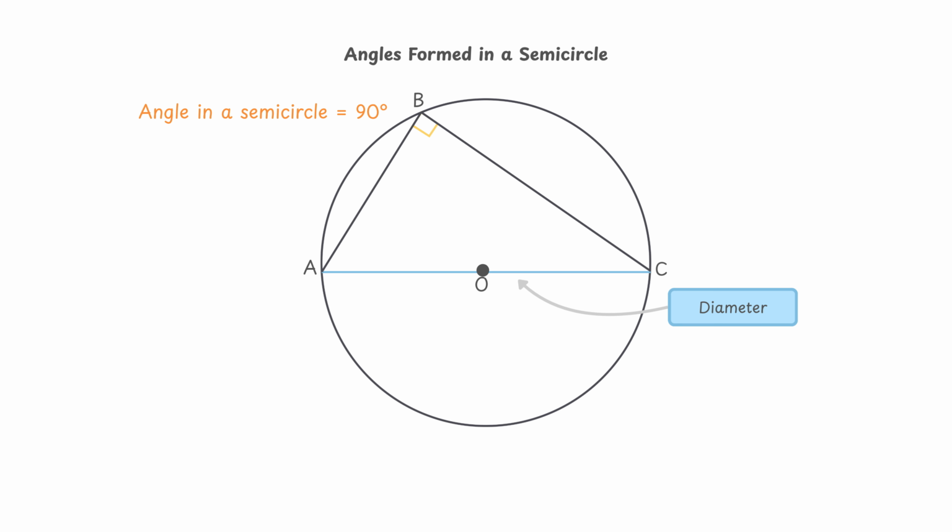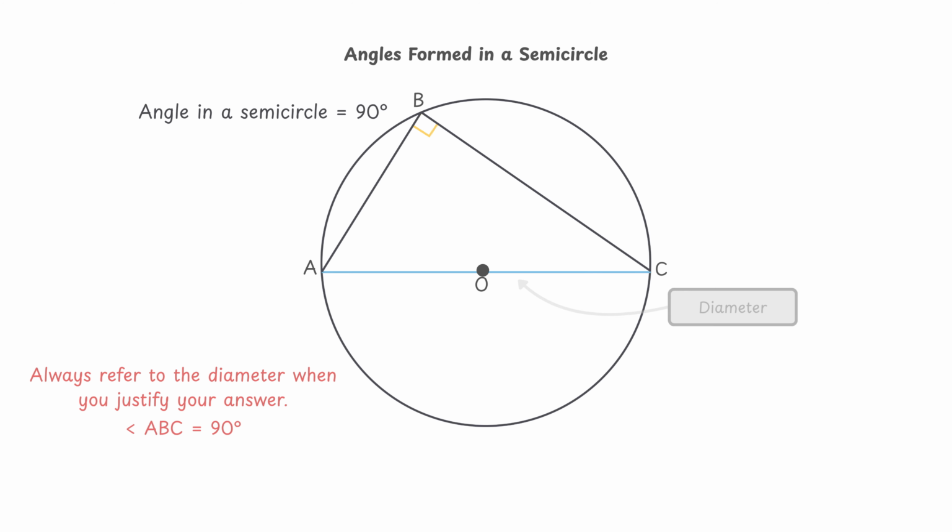Now, a small but powerful exam tip. Always refer to the diameter when you justify your answer. For example, you can say, angle ABC is 90 degrees because it is the angle in a semicircle. That one line can secure a full method mark. So when you see a diagram like this, train your eyes to spot three things quickly: the diameter, the point on the circumference, and the angle opposite the diameter. Once you see that pattern, the answer reveals itself almost instantly.